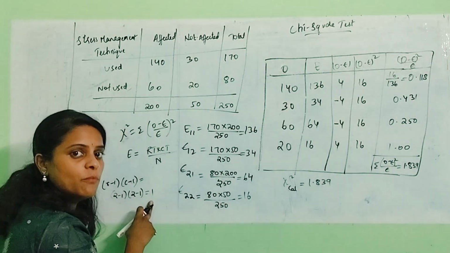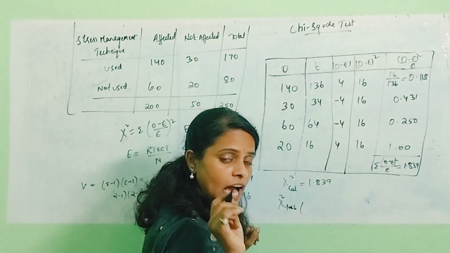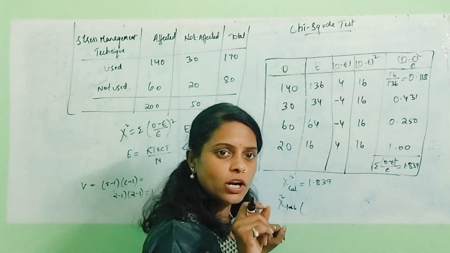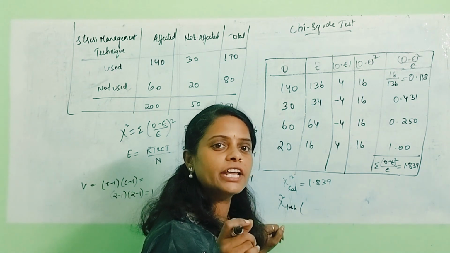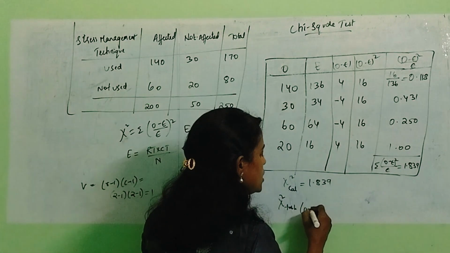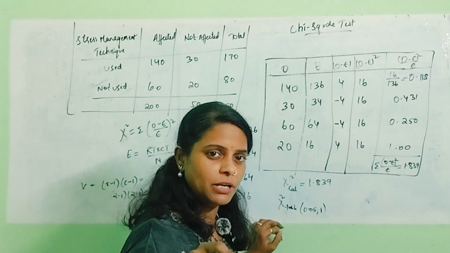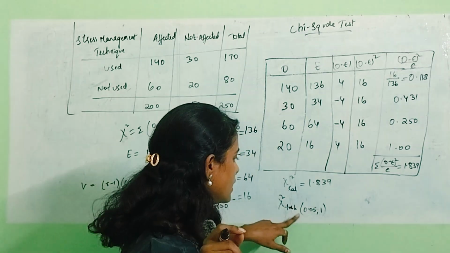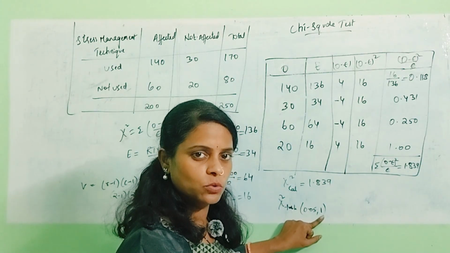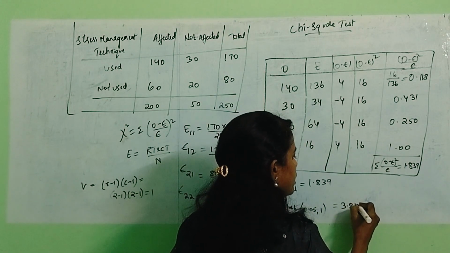So at degrees of freedom 1, the chi-square table value: as I already told you in the previous problems also, if the level of significance is not given in the question, you have to take it by default as 5% level of significance. So 5% level of significance is 0.05, at degrees of freedom 1. In the chi-square table I have given, we check the value at 0.05 and degrees of freedom 1. The chi-square table value is 3.84.